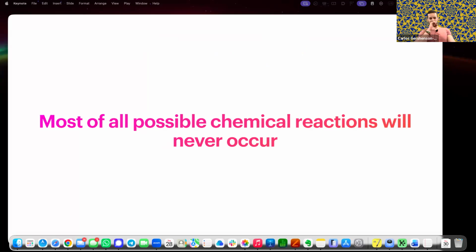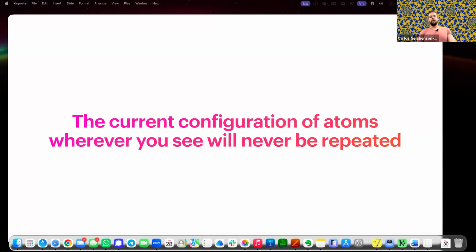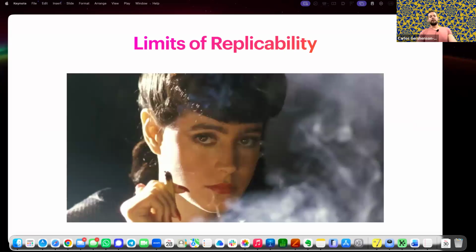Just a couple of examples. Most of all possible chemical reactions will never occur. There's just too many. So actually we don't know what could be the potential results of most possible chemical reactions. And also the current configuration of atoms will never be repeated.